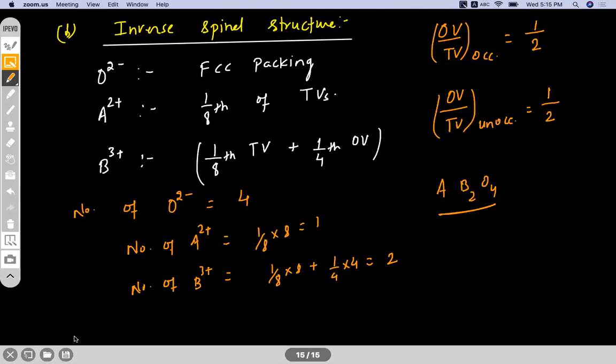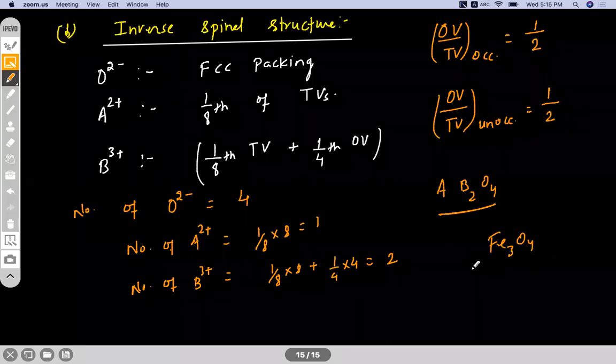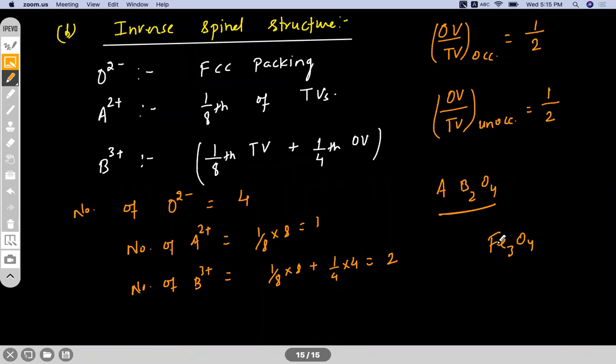See, the example of inverse spinel is Fe3O4. Remember we have done this in the 11th grade. We have two types of oxidation state of ion here, right? What is that? Fe2 plus and Fe3 plus. Right. So one is divalent cation, Fe2 plus, FeO dot Fe2O3. So this is arranged in inverse spinel structure only.